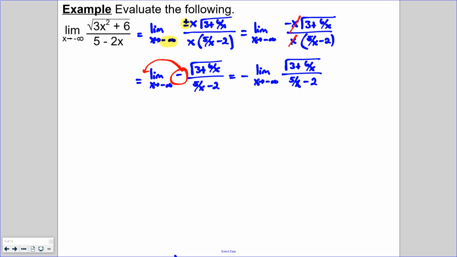Alright, well, from our last example, we already know what this expression equals. And based on the last slide, we know that that expression equals the square root of 3 over negative 2. And with the negative in the front times the negative on the inside, that's going to be positive. So the end behavior for this particular limit is going to be y equals radical 3 over 2. Or, as x approaches negative infinity, the height of the function gets closer and closer and closer to radical 3 over 2.